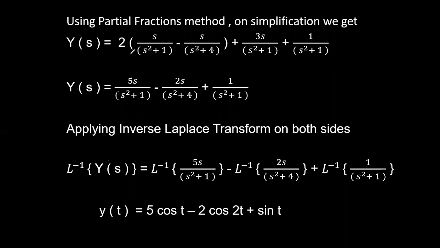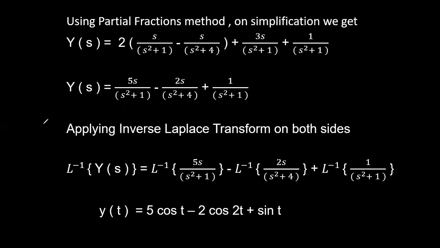Okay, right. So after that, if you multiply this 2 into the internal term, you will get this 2s by s square plus 1 term. Here we will have one more term, plus 3s by s square plus 1 term. So 2s by s square plus 1 plus 3s by s square plus 1, if you add these two, you will get 5s by s square plus 1. Next is minus 2s by s square plus 4. Next is plus 1 by s square plus 1. Okay, right. So after simplifying by the partial fraction method, we got this final y of s function.